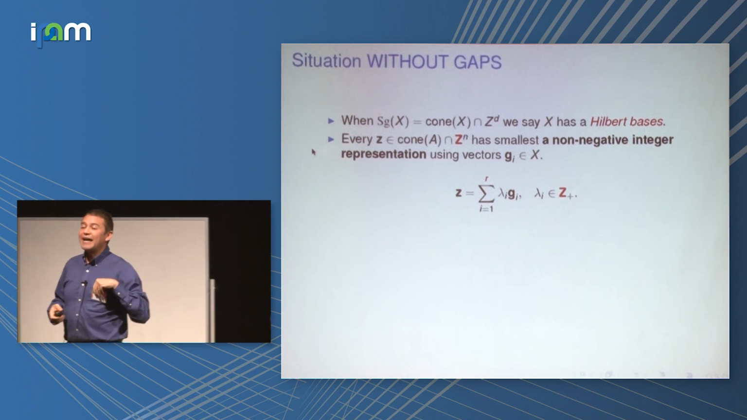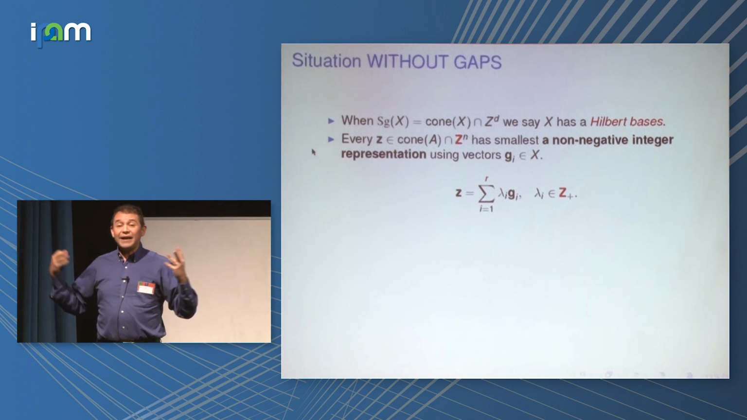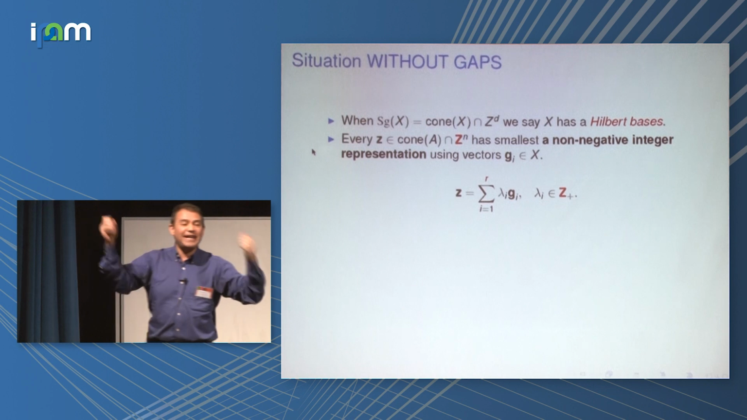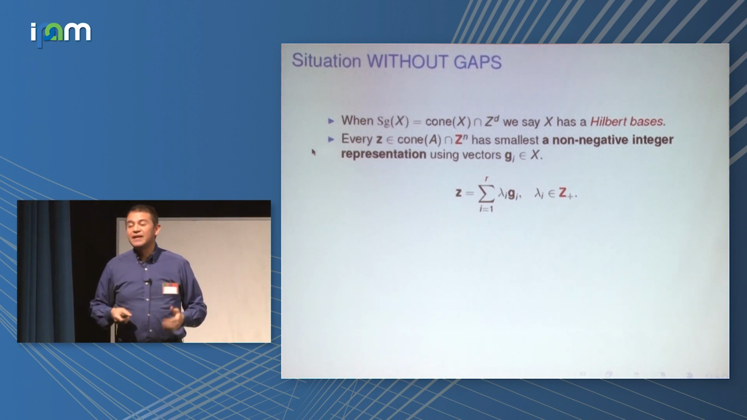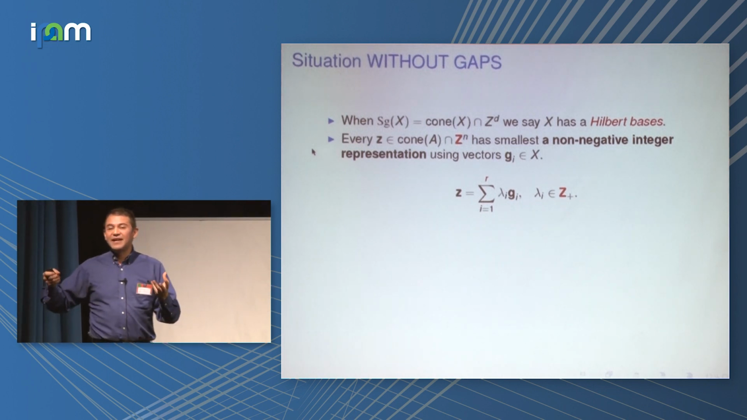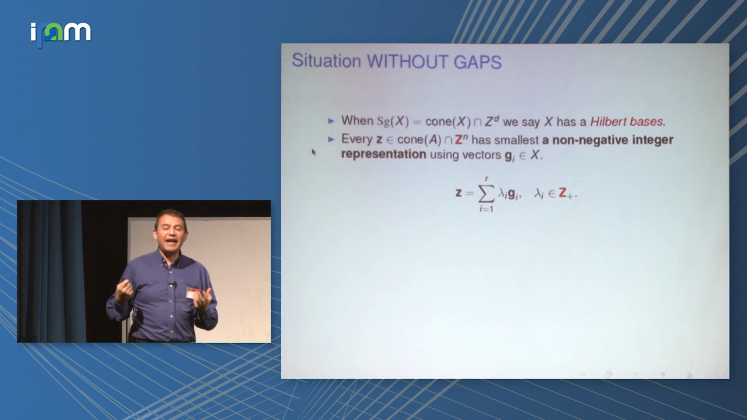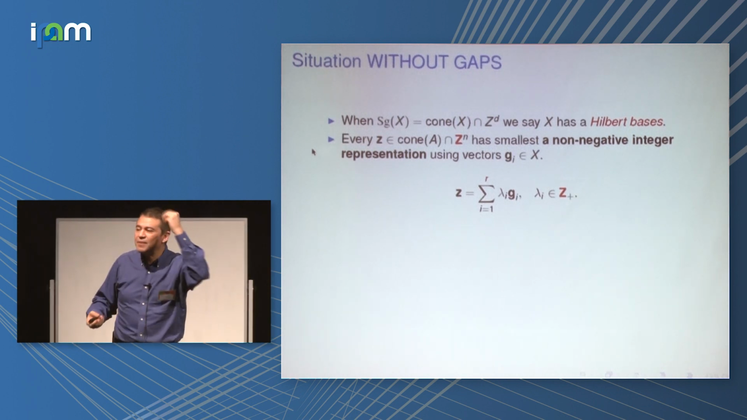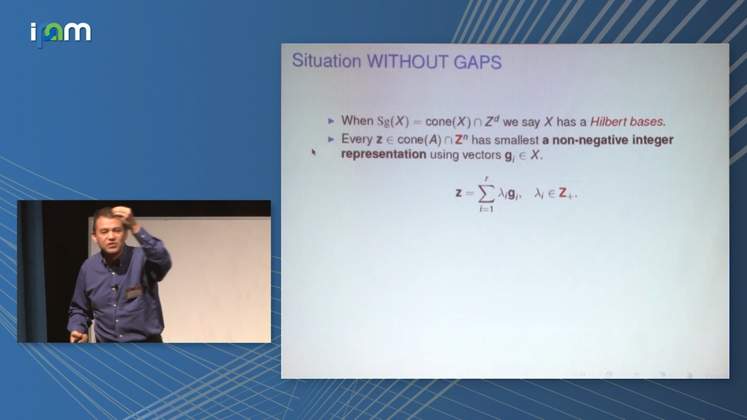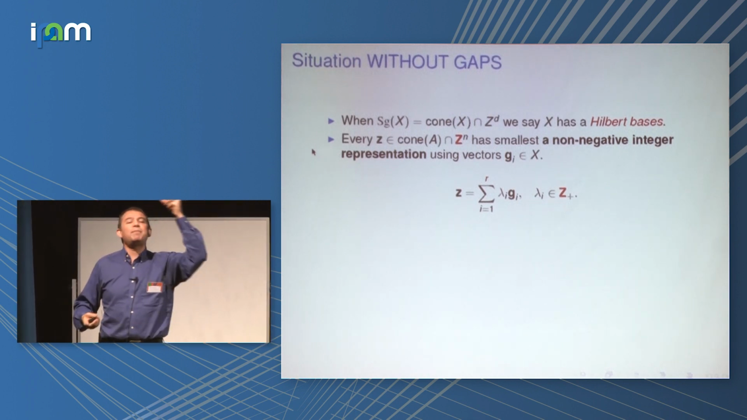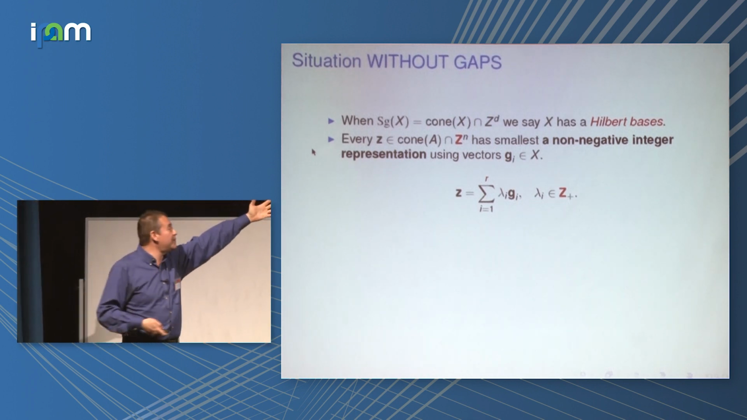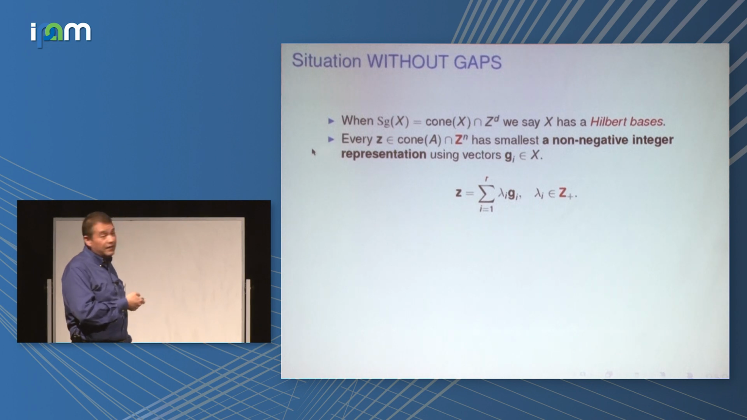So Hilbert says, well, every cone, I can find the Hilbert-Basis, so there are no gaps. So I have generators. Well, how few generators do I need to write a vector? Remember my question for optimization applications? I need to know the minimal representations in terms of the Hilbert-Basis.